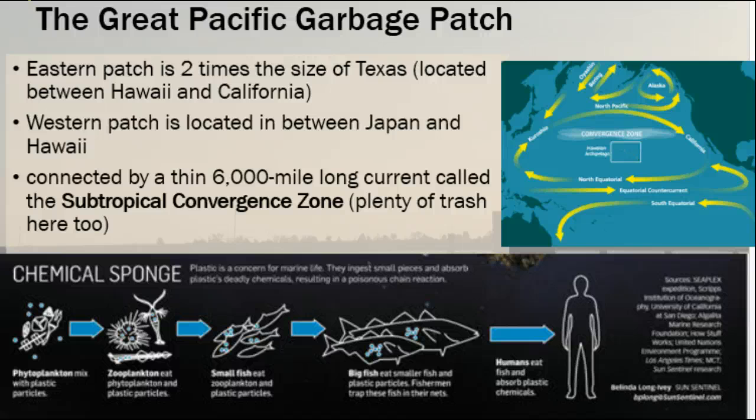So the eastern part of the Great Pacific Garbage Patch is actually twice the size of Texas, and it's out in the middle of the Pacific, kind of in between Hawaii and California in terms of a north-south location. And then the western patch is sort of in between Japan and Hawaii. And both of these patches are connected by this subtropical convergence zone, which is where a lot of the currents are coming through. So there's trash all throughout this area.